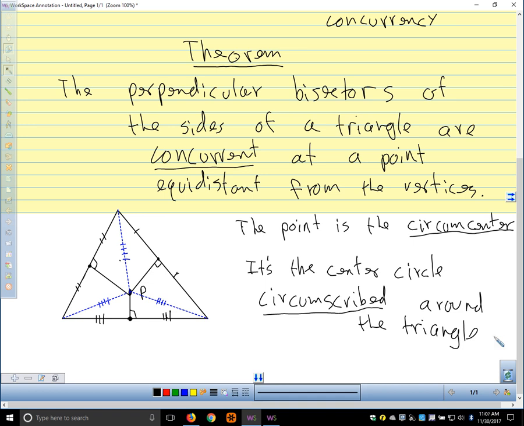So that's our theorem for our perpendicular bisectors. Equidistant: if they all meet at a single point, that point is equidistant from the vertices. And it's kind of a transitive property with the distances. This distance is the same as that distance, and that distance is the same as that distance, so these two also have to be the same.